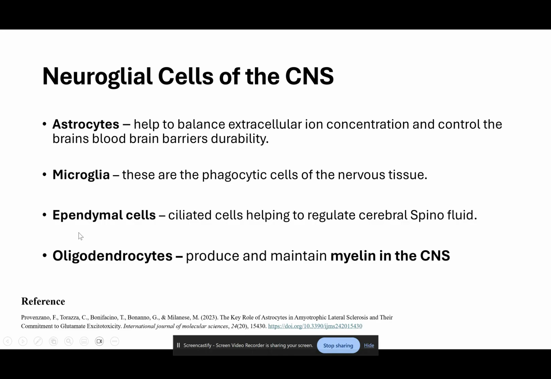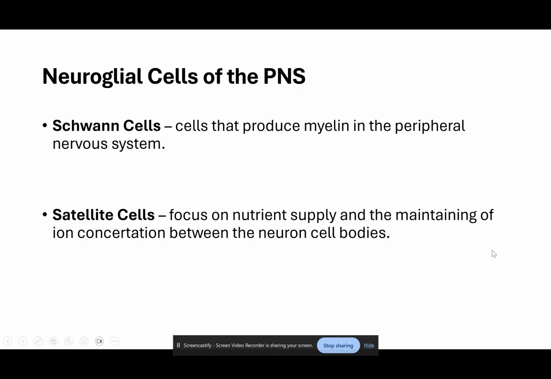And we also have ependymal cells as well as oligodendrocytes. When it comes to ependymal cells, these are ciliated cells that help regulate cerebrospinal fluid. Very important, especially when it comes to things like the arachnoid mater that we talked about in class. When it comes to the oligodendrocytes, they have the ability to produce myelin in the central nervous system. Note that oligodendrocytes are found in the central nervous system.